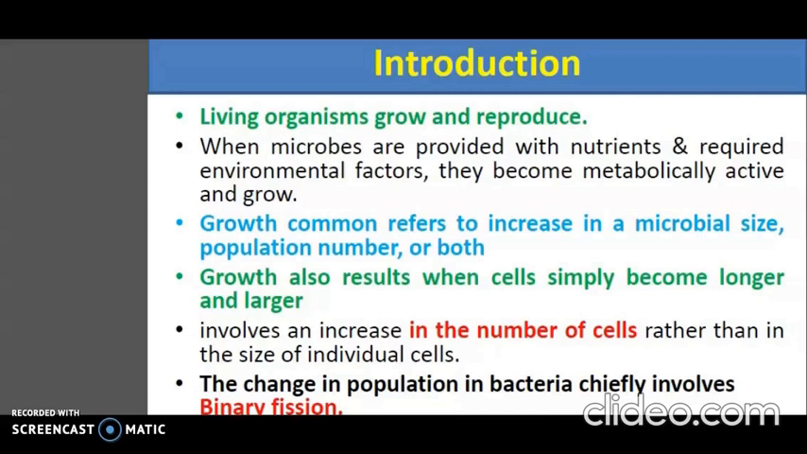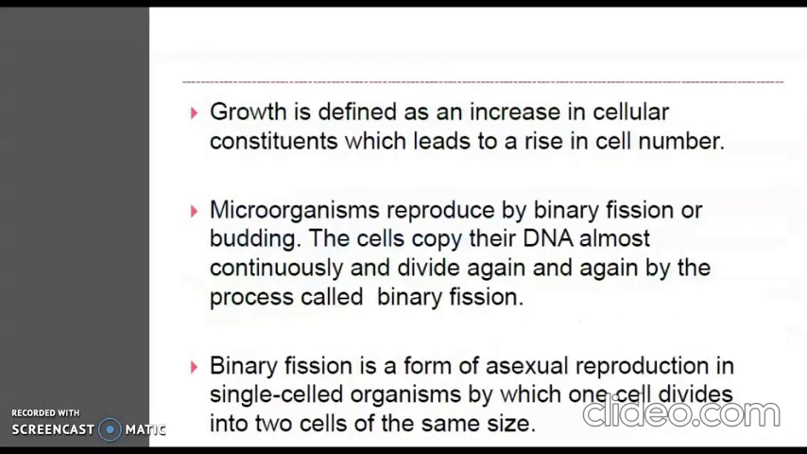It involves an increase in the number of cells rather than in the size of individual cells. The change in population in bacteria chiefly involves binary fission. Growth is defined as an increase in cellular constituents which leads to a rise in cell number. Microorganisms reproduce by binary fission or budding. The cells copy their DNA almost continuously and divide again and again by the process called binary fission.